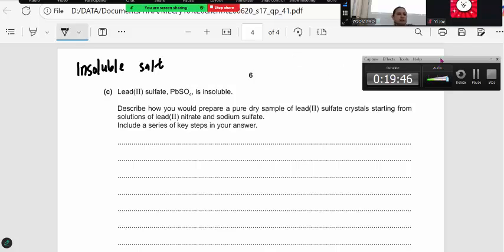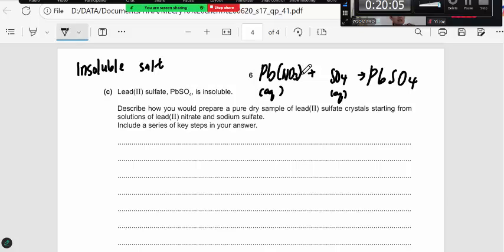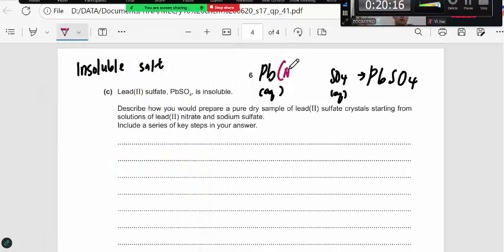So, for example, if you're making lead sulfate, your lead must be in an aqueous form, your sulfate must be in an aqueous form. Right? So, I already told you before, the easiest is nitrate and sodium because all nitrates are soluble, all sodiums are soluble. Okay? Always use nitrate. So if you want to do lead, then you do lead nitrate.